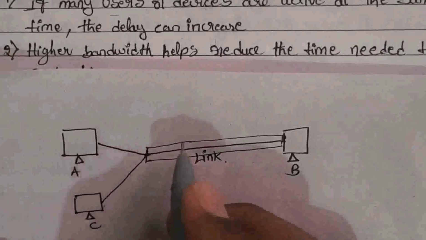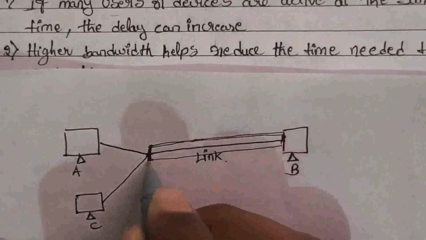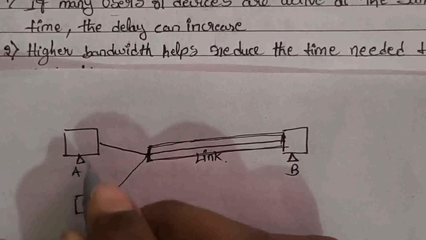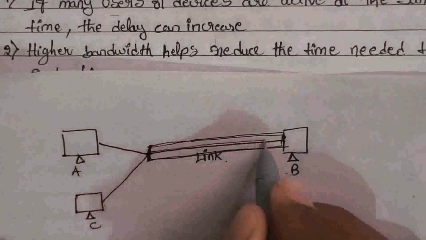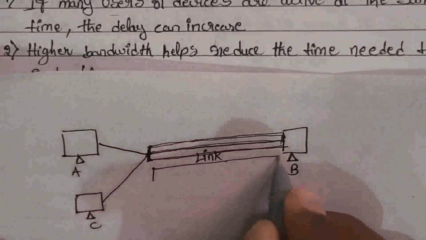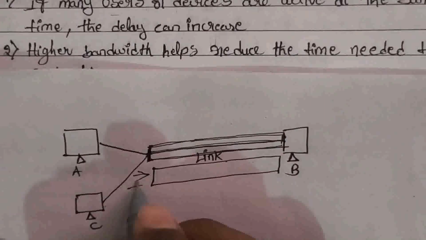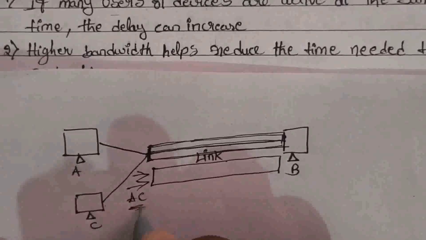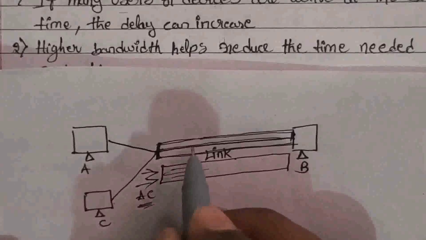If the link width is much higher, then both system A and system C can use it simultaneously. For example, if the bandwidth of the road is higher, then both vehicles, A and C, can travel at the same time. So this is also one factor.